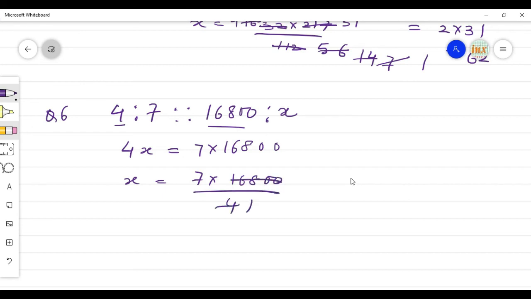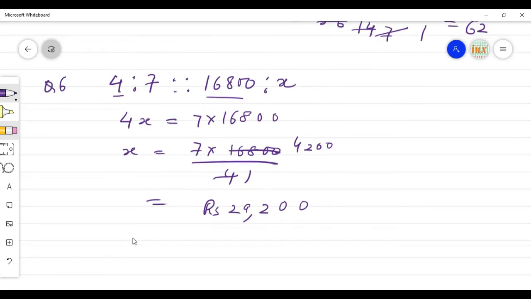4 1s are 4, 4 4s are 16, 4 2s are 8, 0 0. So the answer is rupees 29,200. Okay. Now one more question we will do, that is question number 7.